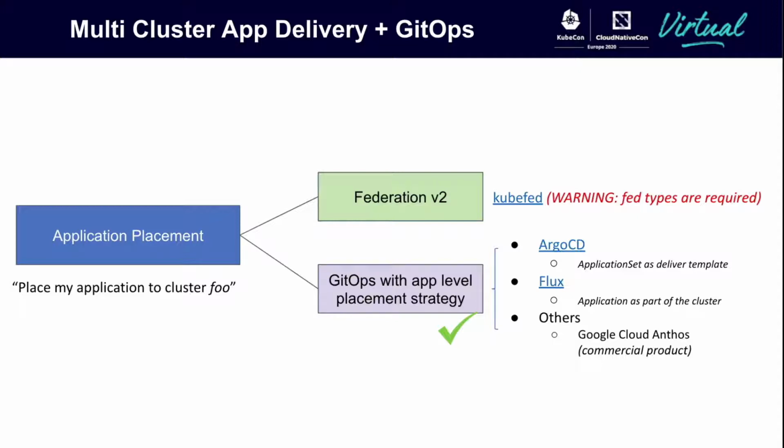That's why a lot of people gradually move to a GitOps-based approach, which means you will basically use GitOps with an application-level placement strategy. For example, you can use Argo CD to do that. It has a feature named ApplicationSet for you to define which application goes to this cluster and that application goes to that cluster. It's very easy. And Flux also supports a similar pattern. There are also a lot of commercial products today, for example, Google Anthos, which enable you to deliver applications to different target clusters based on your GitOps configuration.